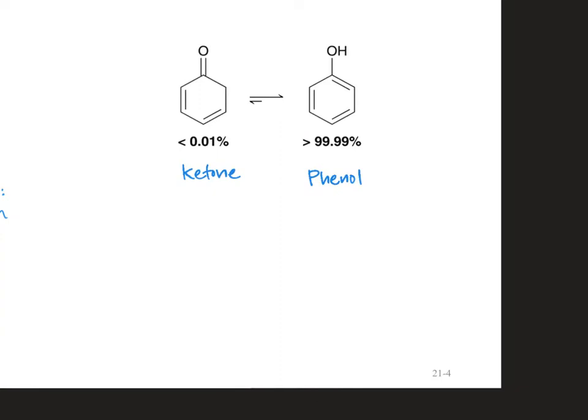In this next example, we can see that equilibrium highly favors the formation of phenol and not the ketone. This is due to the fact that the ketone in this example lacks aromaticity. The phenol is much more stable because it is aromatic.